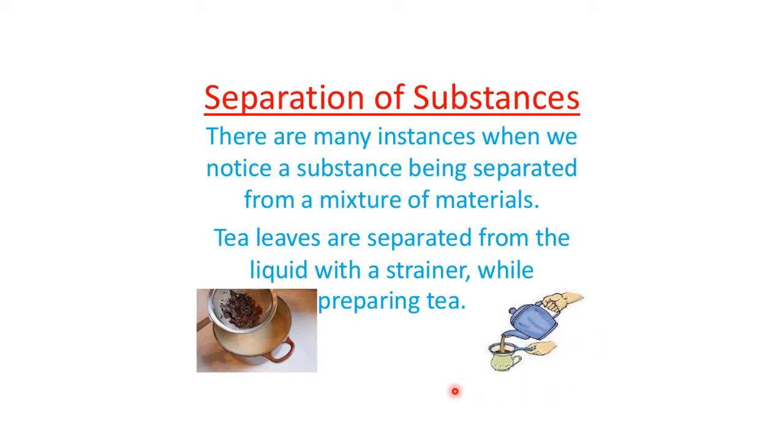For example, you can see in this diagram, what do you observe? There is a person handling a kettle who is pouring the tea through the strainer, and the liquid is getting collected into a cup, and all the solid particles are being left out in this strainer. In the same way, here also you can see the strainer in which the solid particle is staying above in the strainer itself and the liquid is below.